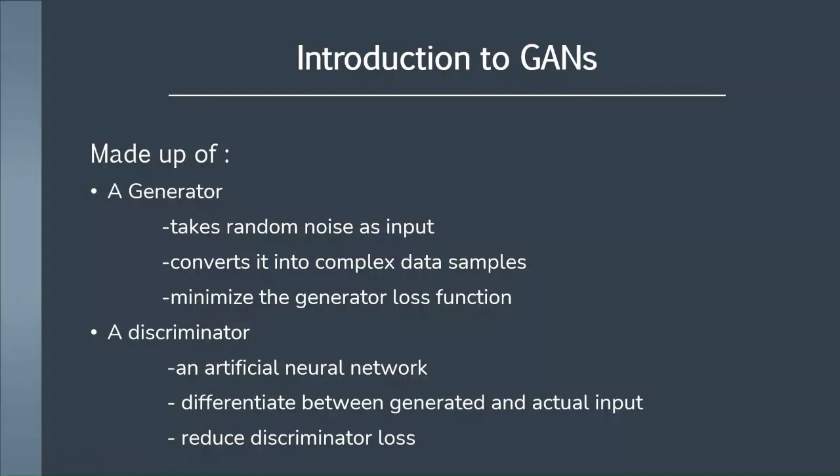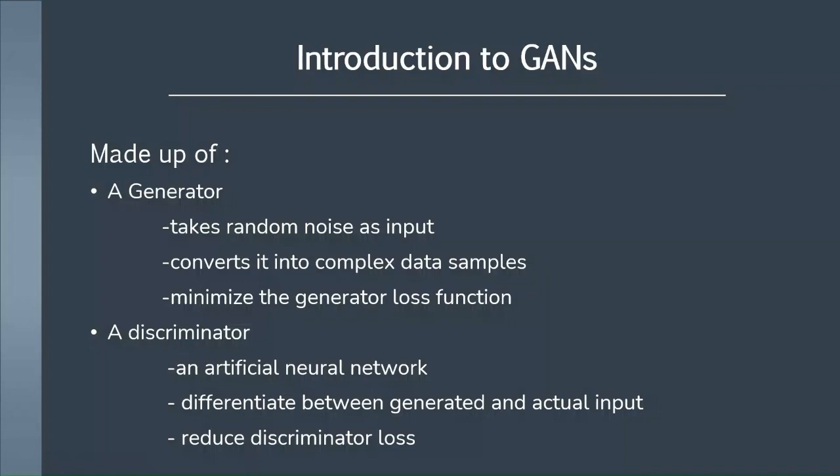After that, GANs are made up of two neural networks, a discriminator and a generator. A generator takes random noise as input and converts it into complex data samples like text or images. There is a term, generator loss function. The generator minimizes the generator loss function to produce synthetic samples that are realistic enough to fool the discriminator.